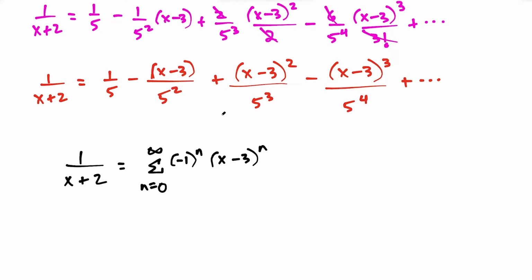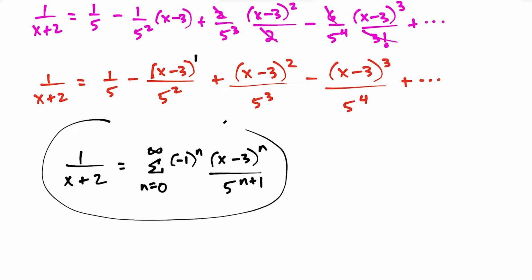So things are looking good so far, but then the last piece that we have to account for is the denominator. And notice here that when we have a power 1, our power of 5 underneath is 1 greater. When we have a power 2, our power of 5 is still 1 greater. It's going to be 2 plus 1. 3 plus 1 gives us 4. So we're going to have 5 to the power n plus 1. So that's a small detail that we have to be careful of. But this would be our Taylor series expansion of 1 over x plus 2 centered at 3.